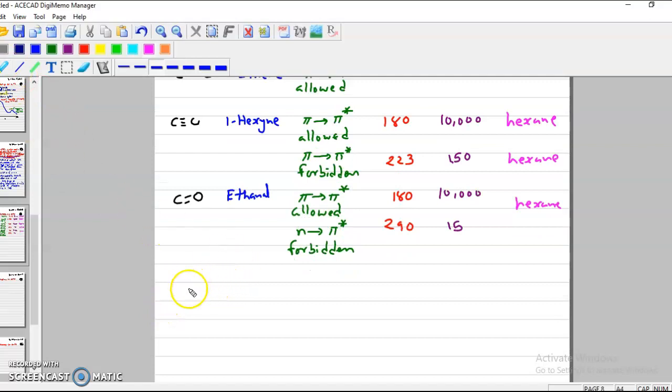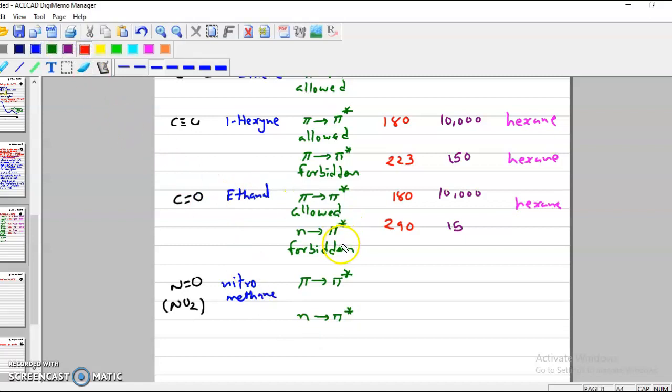The next one, chromophoric group is N double bond O, that is nitro group. The example is nitromethane, in which you will find a pi to pi star transition, which is allowed, and n to pi star transition, which is forbidden. Both are possible.